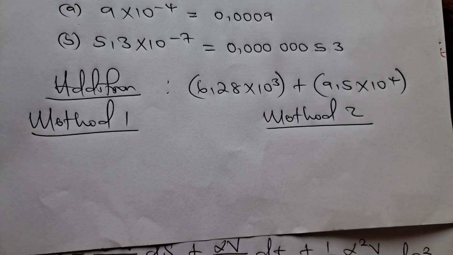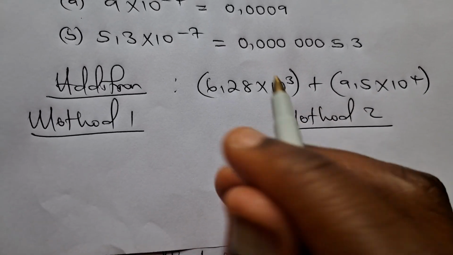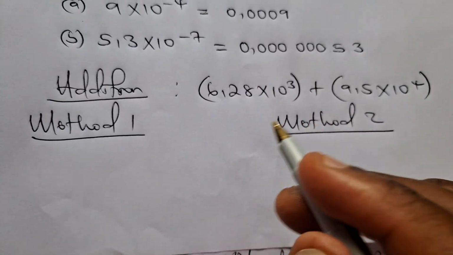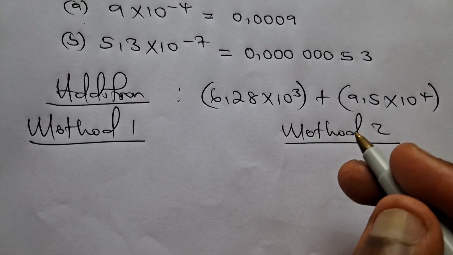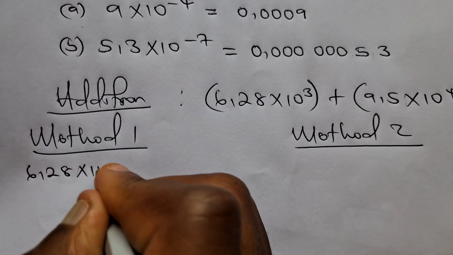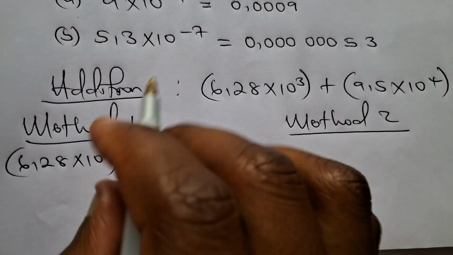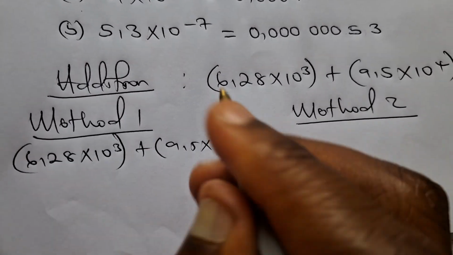Okay, we are now coming back to addition. So I split the two questions, the two methods. So there are 2 methods to solve this: the ordinary method and the factorization method. So I'm going to explain the addition method first, the ordinary method. So you're going to write 6.28 times 10 to the power 3. Then you're going to add 9.5 times 10 to the power 4.